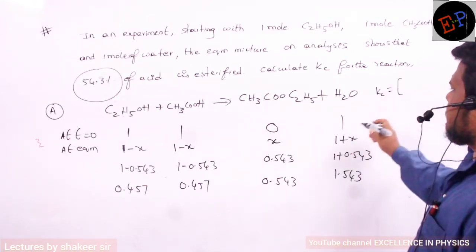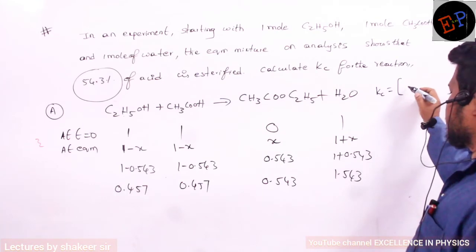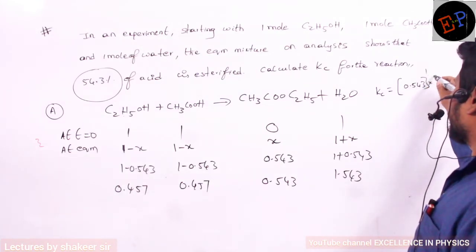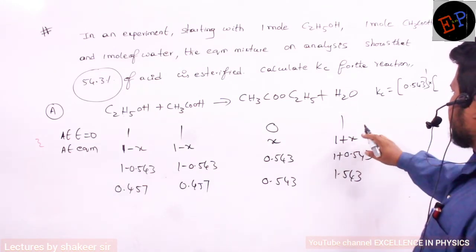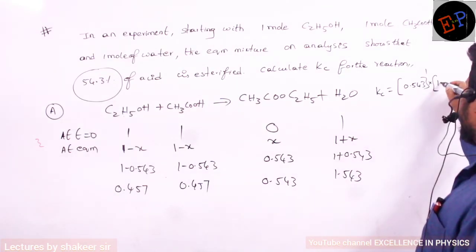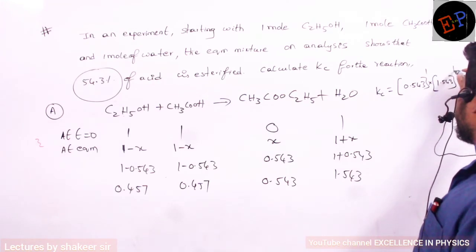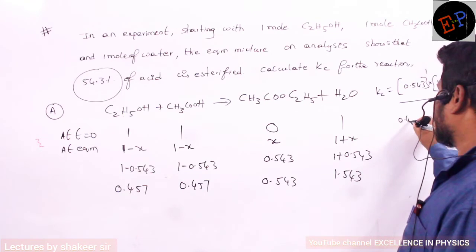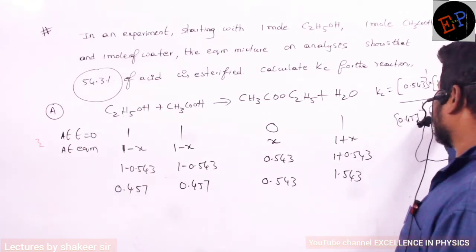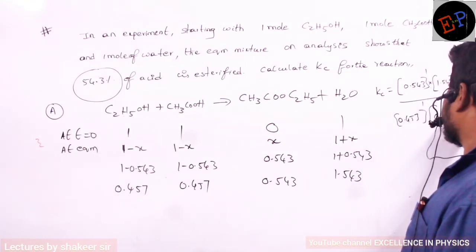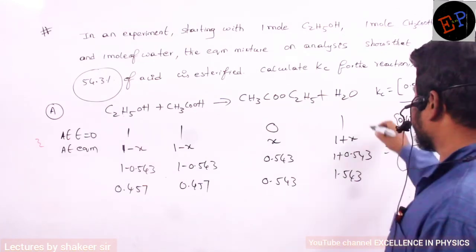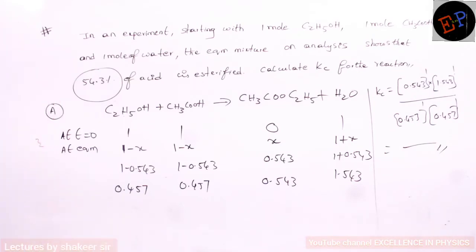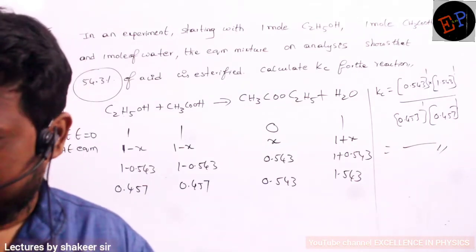So the concentration of this one is how much? 0.543, and what is the stoichiometric coefficient? 1, multiplied by H2O 1.543, the number of moles is 1, divided by the reactant C2H5OH, 0.457 to the power of 1, and this is also 0.457 to the power of 1. So just do this calculation. That is our answer for Kc, the equilibrium constant at molar concentration.